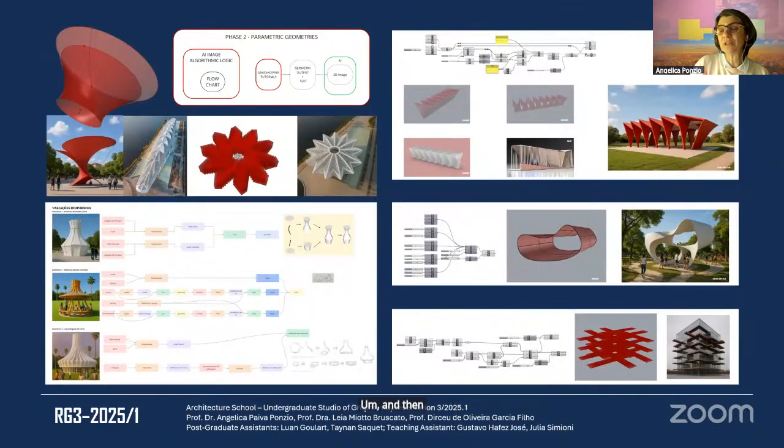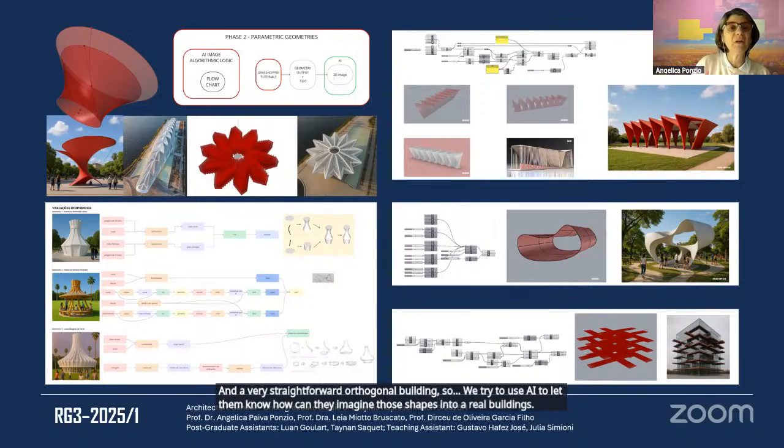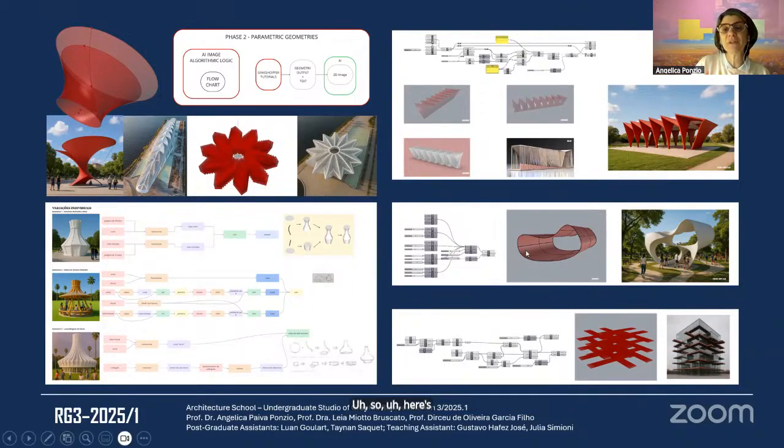And then we start the tutorials. And also this is a very important part to use AI here, because the tutorials are basically teaching them how to design shapes with Grasshopper, and they're very abstract. And then our students can say, well, what am I going to do with this in reality? How can I use this? And our school is very modernist oriented, with very straightforward orthogonal buildings. So we try to use AI to let them know how they can imagine those shapes as real buildings. So here are some examples of the outputs of the tutorials and how they were inserted into architecture.